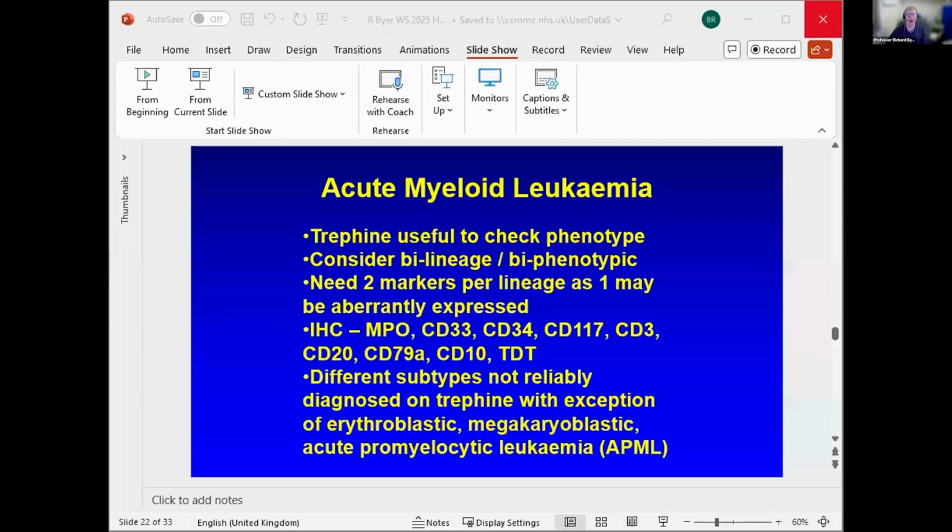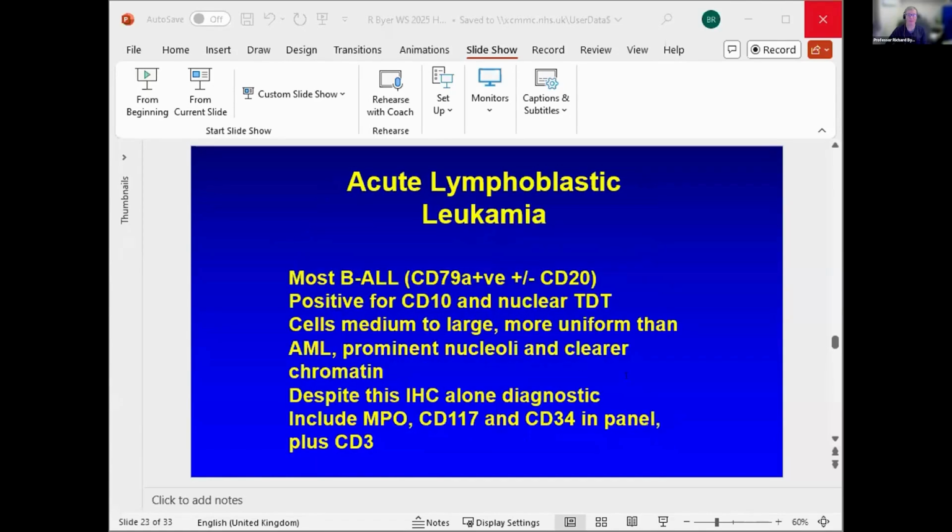So the markers I would use are myeloperoxidase, CD33, 34, 117, and then I would also put in the lymphoid markers, so CD3, 20, 79A, TD10, and TDT. So I'd also put all of those in case you're dealing with an ambiguous lineage leukemia.